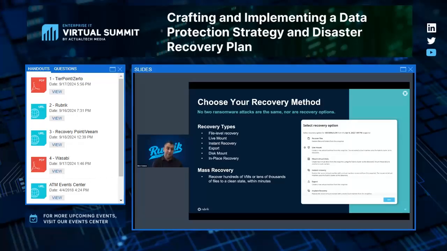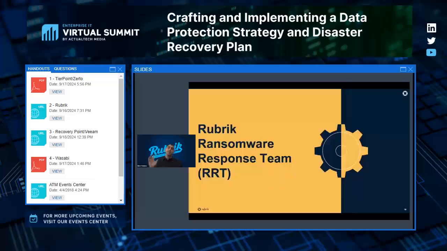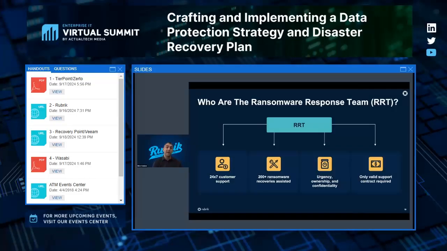So I mentioned earlier, nobody's alone. We have the Rubrik ransomware response team. We've got our award-winning 24/7 customer support. We've got dedicated people on these teams who are aware of the urgency and the requirements for ownership of these cases and confidentiality. You can see on the slide here, we've done over 200 of these assisted recoveries, and it's not anything you've seen in the news or heard about from us, because we understand the confidentiality needs of that. And this is something that's available to everybody with a valid support contract.